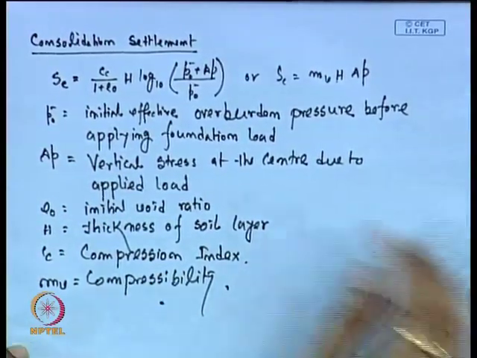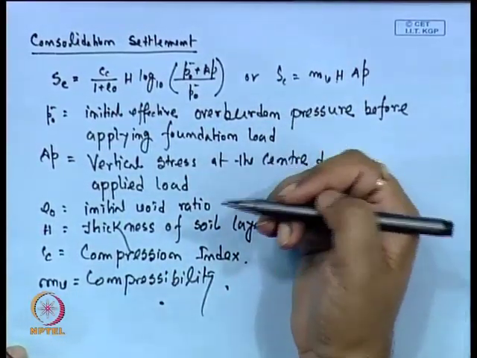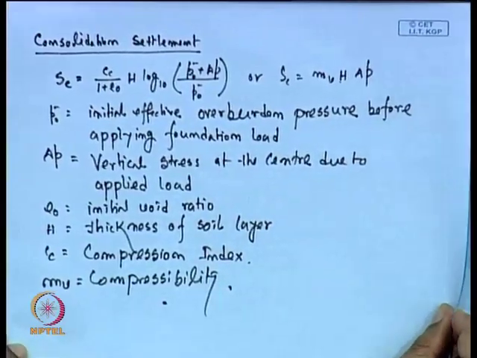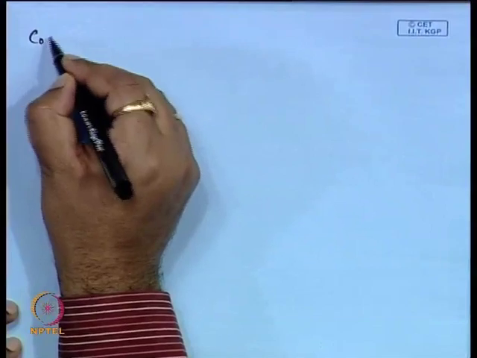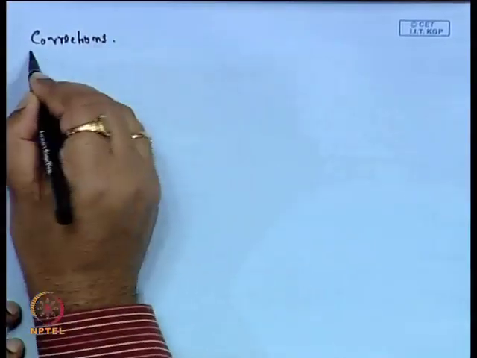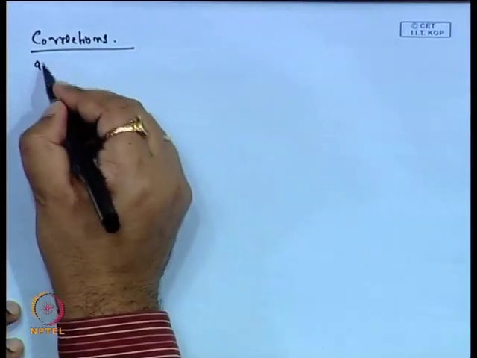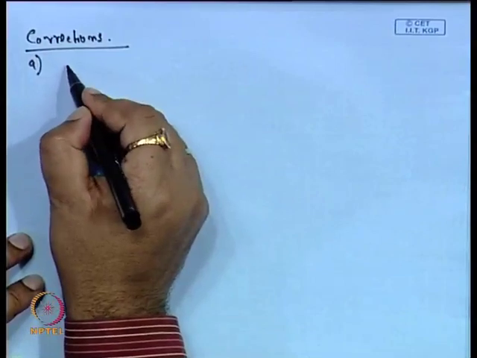Now, using these two expressions, we can calculate the consolidation settlement as well as the immediate settlement. The next thing is the corrections that we will apply. What are the different corrections that we will apply? The first one, as I have mentioned, is that if it is a rigid foundation, then we will apply the rigidity correction.